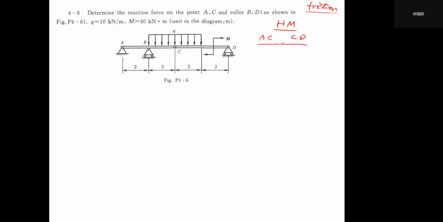We find that A is a fixed support, and B is a roller support. C is another pin, right? And D is another roller support. So let's see our known conditions. Do you guys have some concept of this? We call this a linear distributed force. That means q equals 10 kilonewtons per meter.